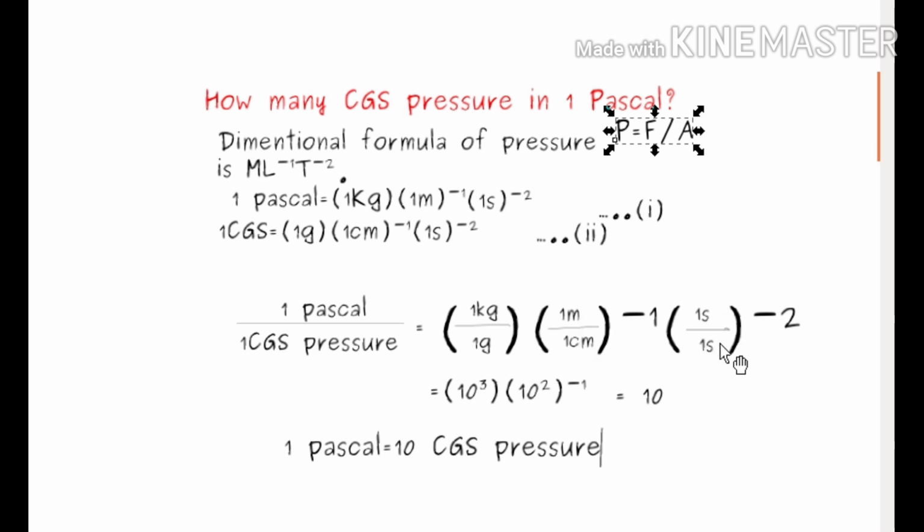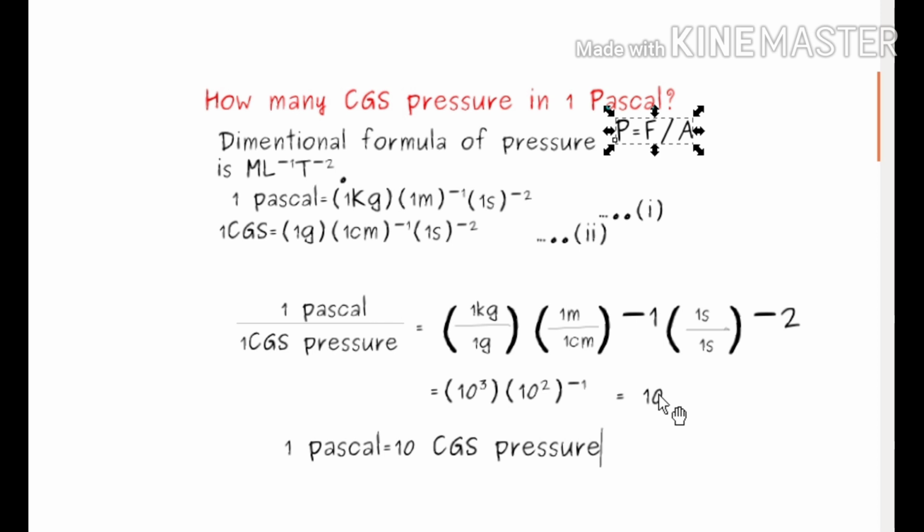Here you can see this is gram and this is centimeter, so we have to convert these units. Here I have converted 1 kg is equal to 10^3 gram, and gram cancels each other, so it becomes 10^3. What about this? 1 meter is equal to 10^2 centimeter, that is 100 centimeter, so this becomes 10^2. On calculating this, you will get 10. You can pause the video and use your notebook. These are basic calculations based on base and exponent.